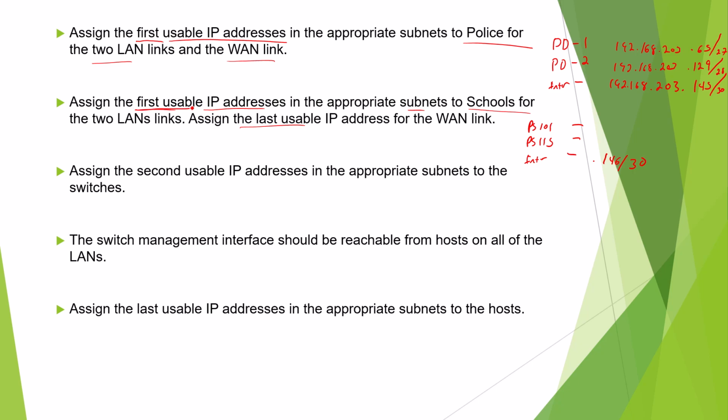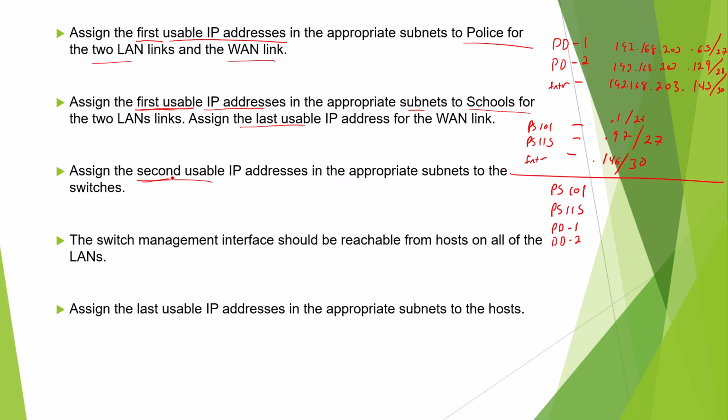With 115, again, first usable will be .97/27, and with 101 that will be .1/26. Alright, so now assign the second usable address to the switches. Alright, so PS 101, PS 115, PD1, PD2.